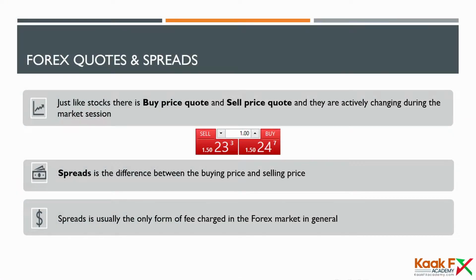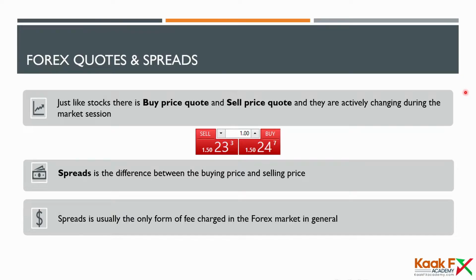Just like stocks, there is a buy price quote and a sell price quote, and they're actively changing during the market session. The buy price quote is how much we have to pay in quote currency to buy one base currency. As we know from the lesson earlier, the quote currency is the second currency in the currency pair, and the base currency is the first currency in the currency pair. For example, if we are trading the Euro US, how much we have to pay in US dollar to buy 1 euro. Same way, the sell price quote is how much we will receive in US dollar if we are selling 1 euro.